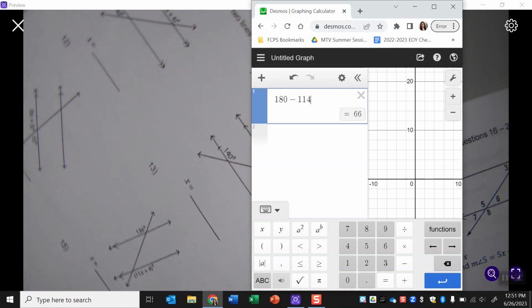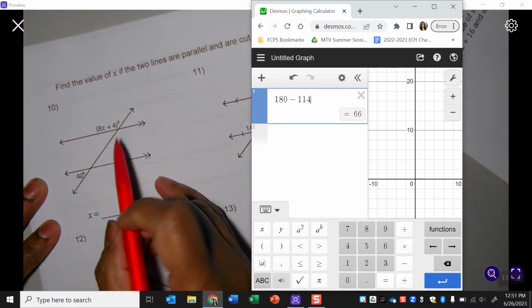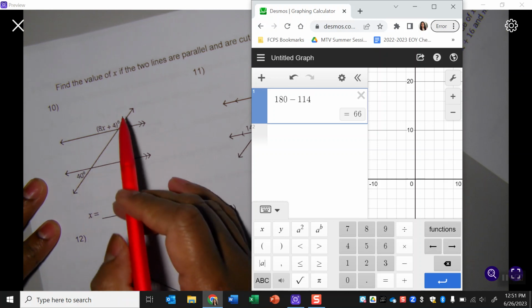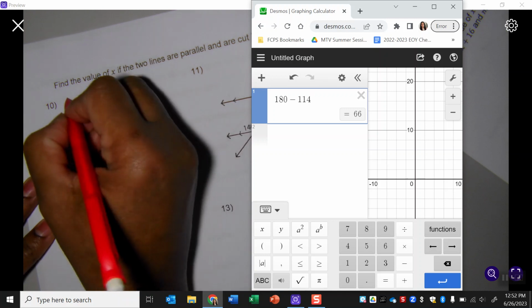More types of problems here. I'll just do a couple more. On the next page here, we have these two. Now they are consecutive. They're on the same side of the transversal, so we know they're supplementary.